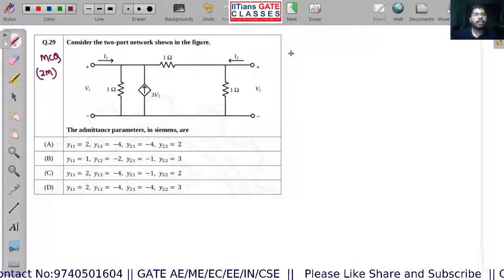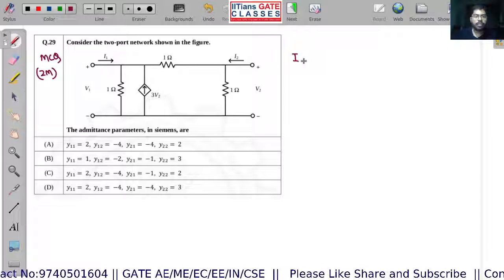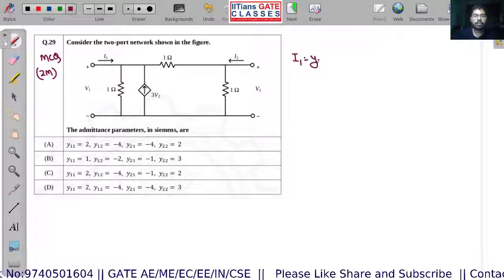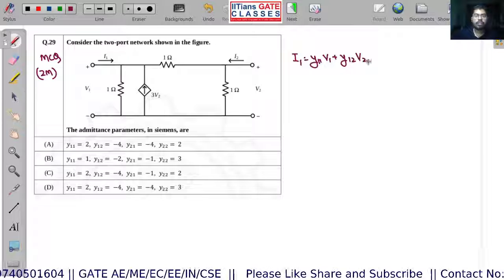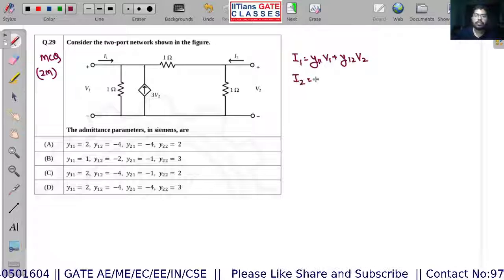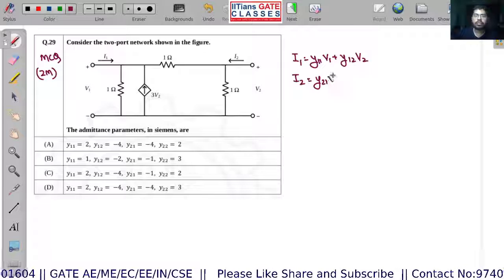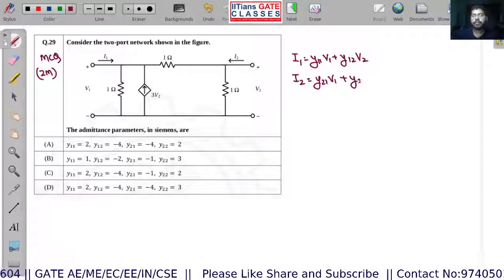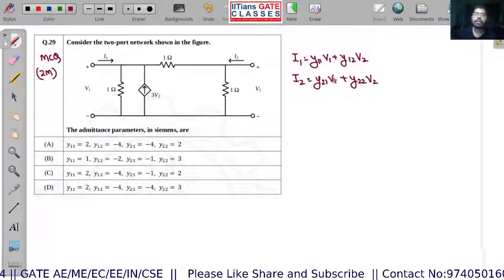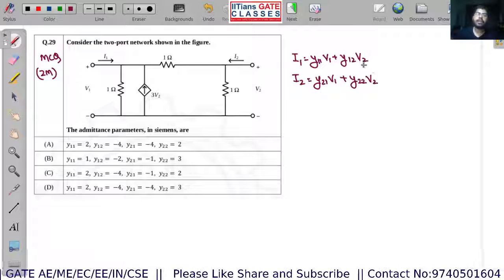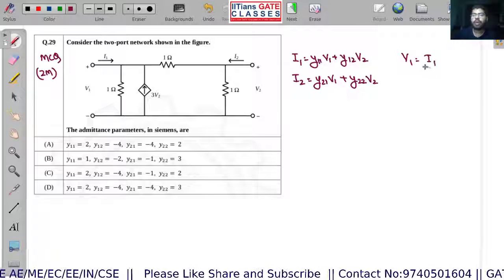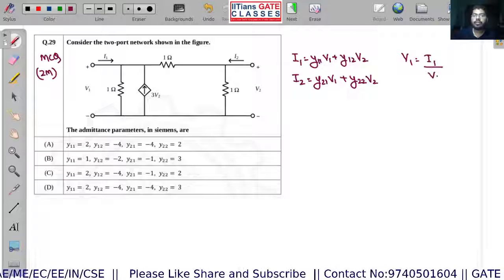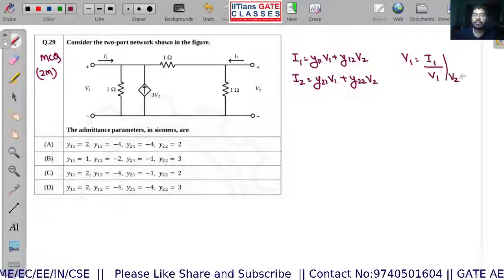See, they have asked you the Y parameter. So what is the equation of the Y parameter? Okay, so this is the equation of the Y parameter. Now y11 is basically what? y11 is equal to I1 by V1 when V2 is 0.